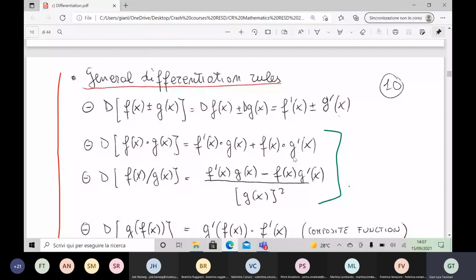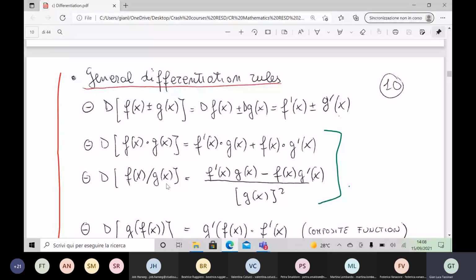Then you have the derivative of a ratio. The derivative of the ratio between f of x and g of x. Well, first of all, in the denominator you have to write g of x, that is this function, and you have to raise it to the power 2. So it's g of x raised to the power 2. Then in the numerator, you have the derivative of the numerator, so f prime of x, times the denominator as it is, g of x, minus the numerator as it is, times g prime of x.